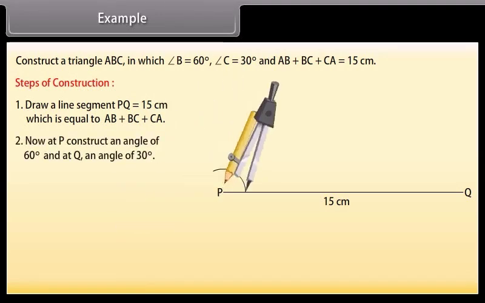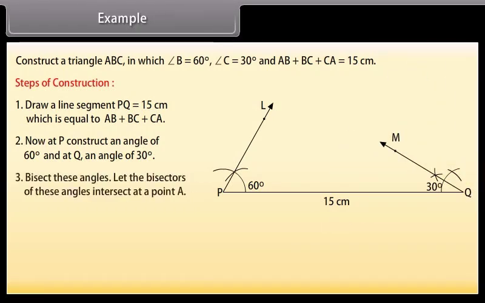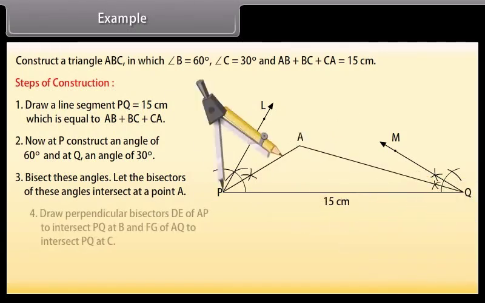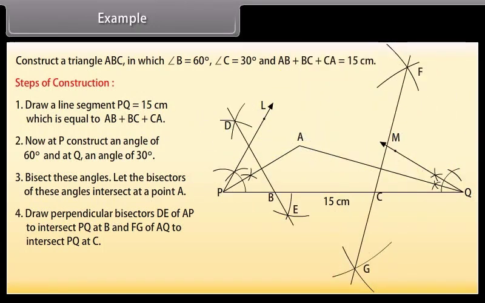Now at P construct an angle of 60 degrees and at Q an angle of 30 degrees. Bisect these angles. Let the bisectors of these angles intersect at a point A. Now draw perpendicular bisectors of AP and AQ to intersect PQ at B and C. Join AB and AC. Then ABC is the required triangle.